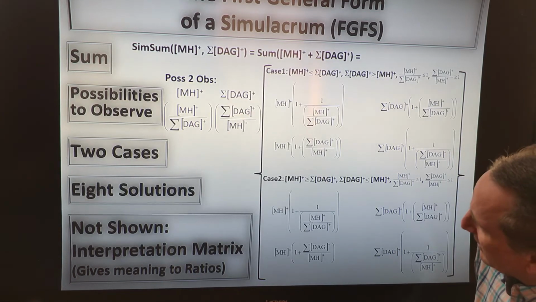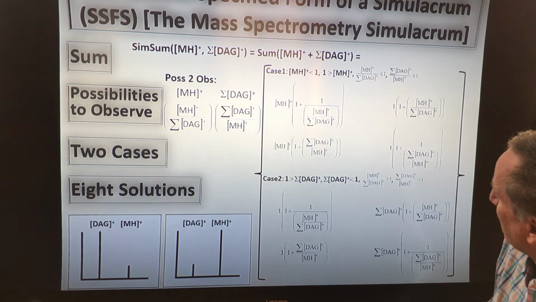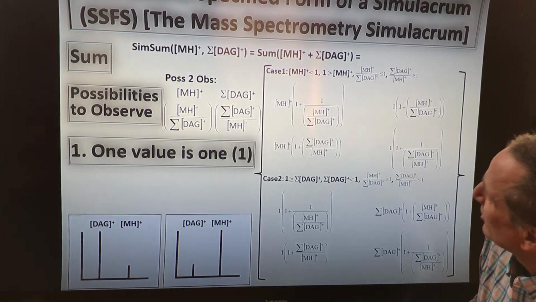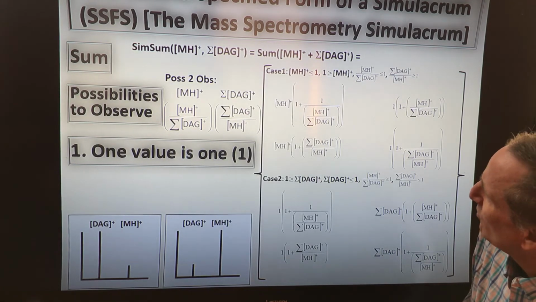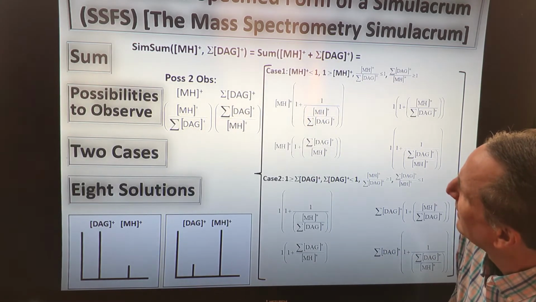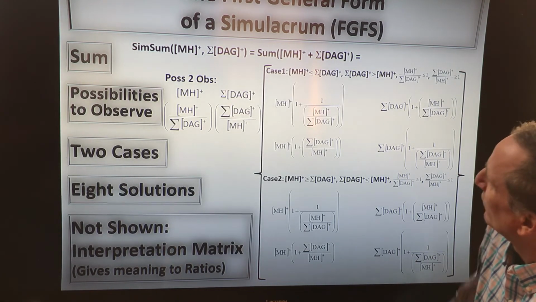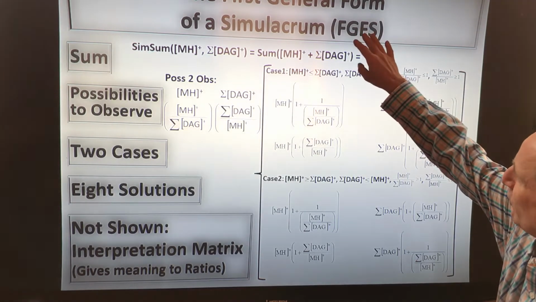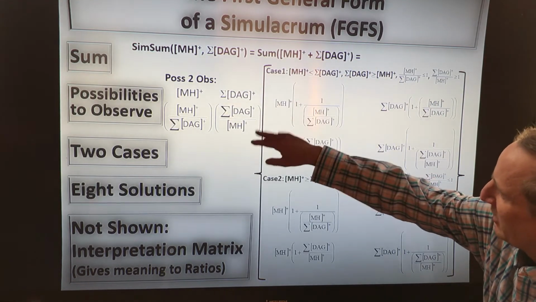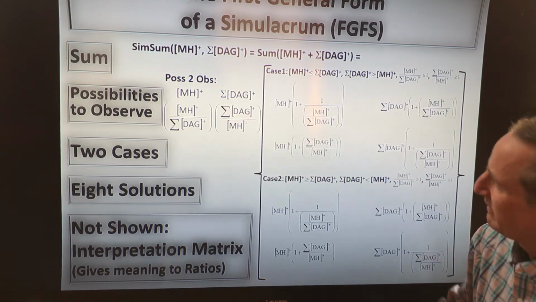So go ahead and keep advancing there. So now this, actually go back one more. Okay, so that's the first general form. That's the first general form of a simulacrum with no specifications whatsoever. Those can be any values.